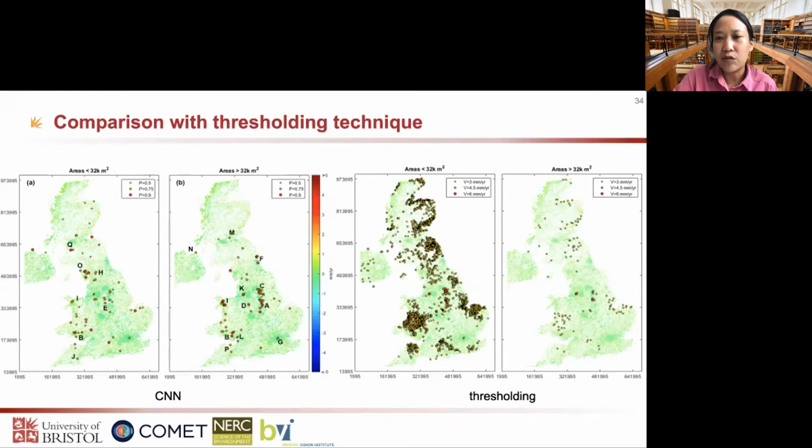From the histogram in the previous slide, we set 3 thresholds, like 5, 45, and 5 millimeters per year, to classify slow, medium, and fast deformation, to apply the threshold technique. Compared with the proposed method, the threshold technique generates significantly more positive points for experts to further investigate. CNN detects 258 sites, while the thresholding method detects more than 4,000 positives.